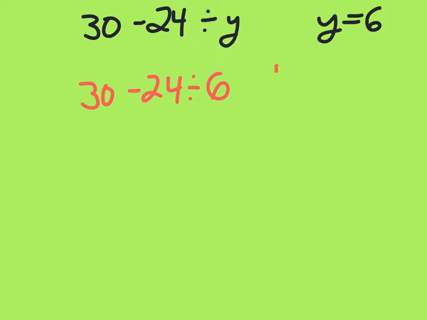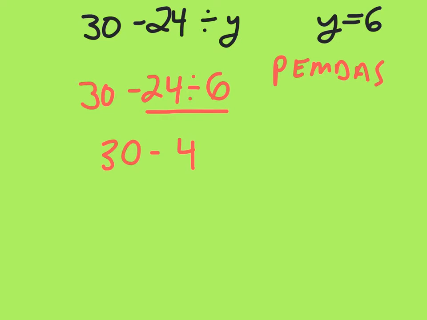This is where handy dandy PEMDAS comes into play. Do you have any parentheses? No. Any exponents? No. Any multiplication or division? You sure do. It's right here. So the first thing you need to do is 24 divided by 6. 24 divided by 6 is 4. And rewrite everything you did not use, which in this case is the 30 and the minus sign. Bring it on down. 30 minus 4 is 26.